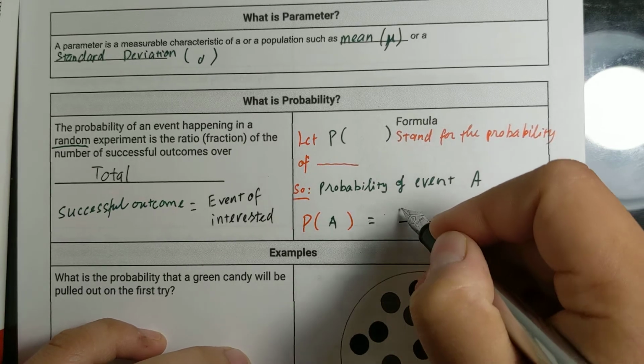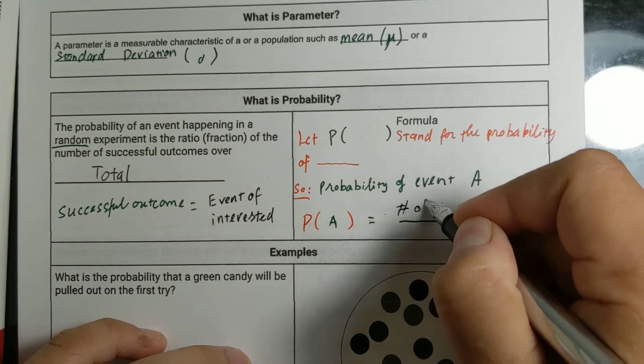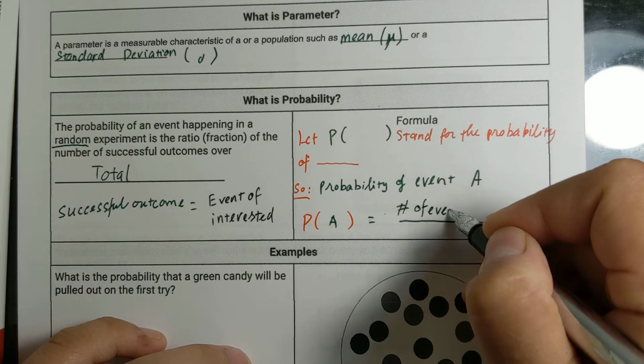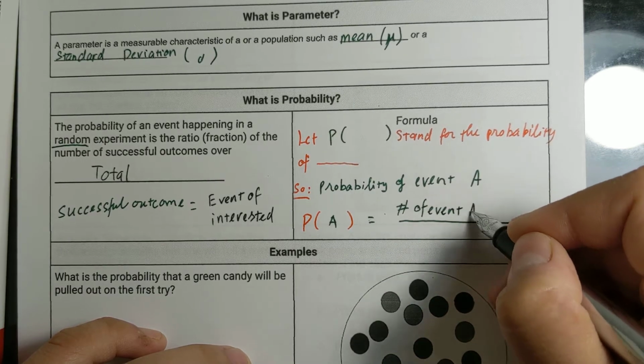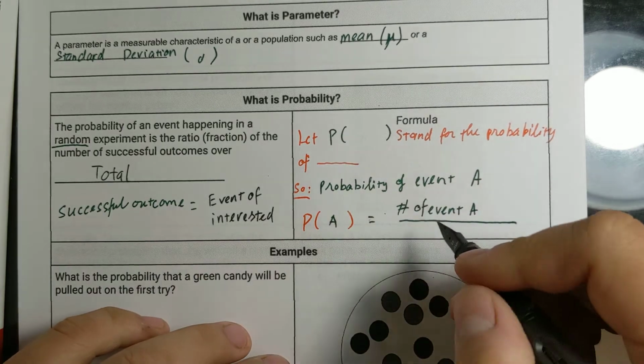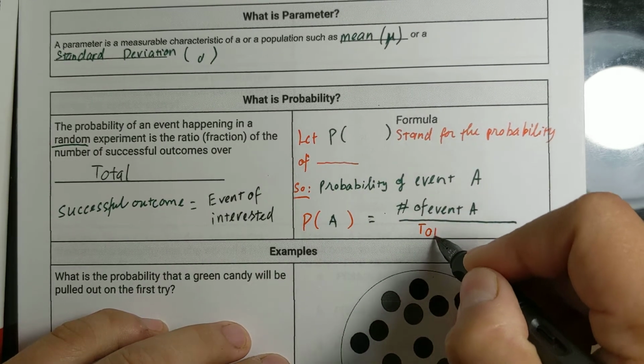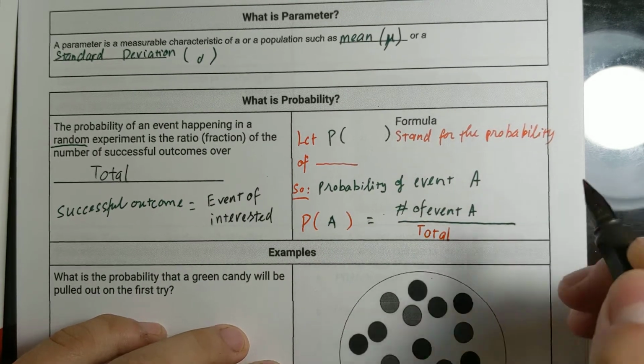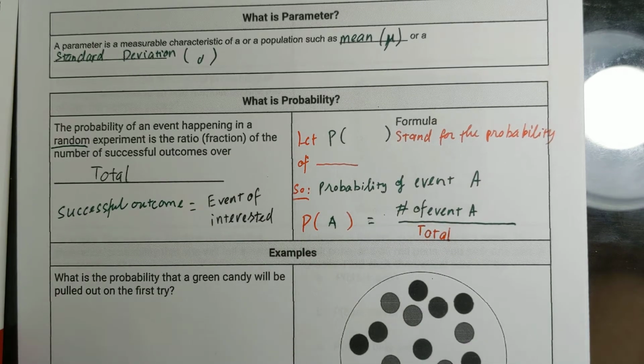the number of event A over the total. This is really basic. As long as you know the number of event A and you know the number of total, you can find this. And this we call the basic probability.